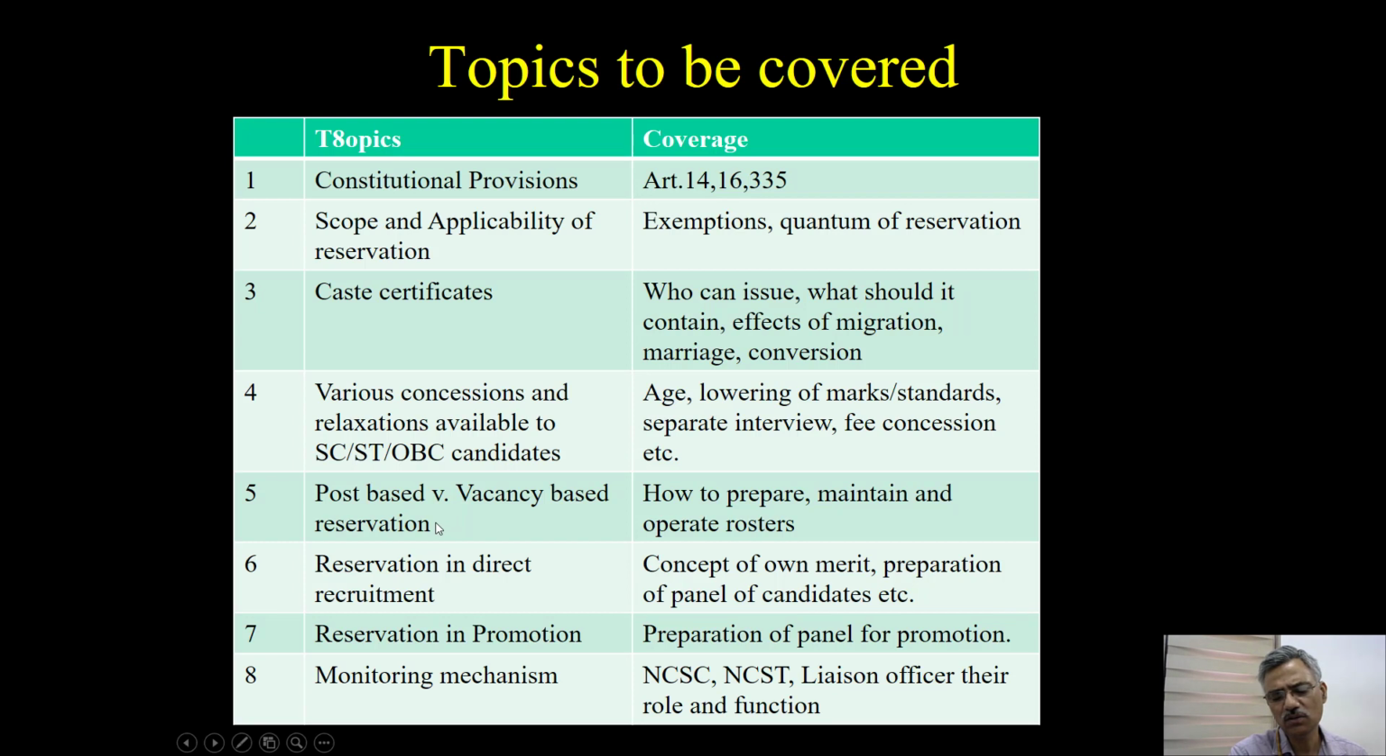We will try to understand the core of reservation. The heart and soul of reservation is actually rosters. So we will try to understand what is the difference between the post-based rosters which we are implementing today, and why the vacancy-based system has been held as wrong by the various courts. So we'll try to understand the difference between post-based and vacancy-based.